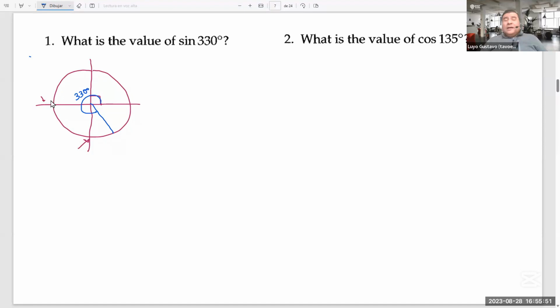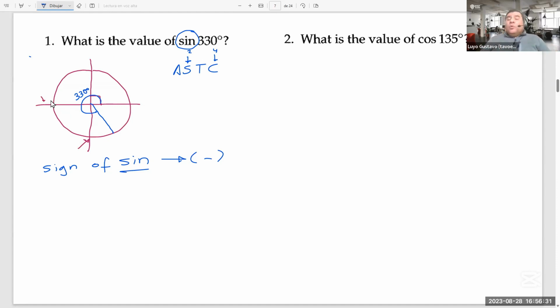So what was our rule? All Students Take Calculus. What does this mean? In the fourth quadrant, only the cosine is positive. That is to say, the sign of the sine here will be negative. We've already determined the sign of the output. Now, how do we actually calculate this?